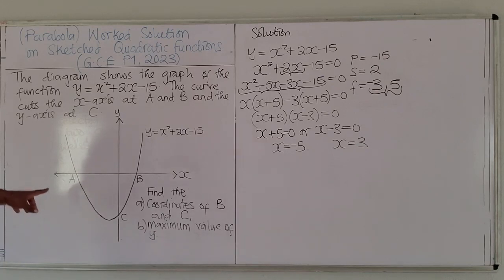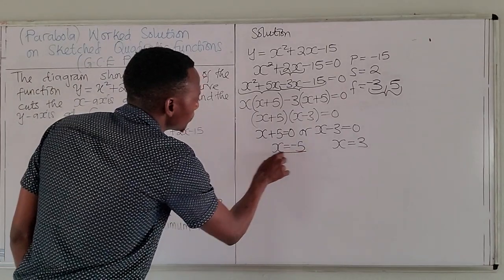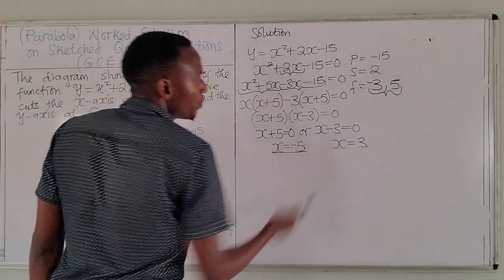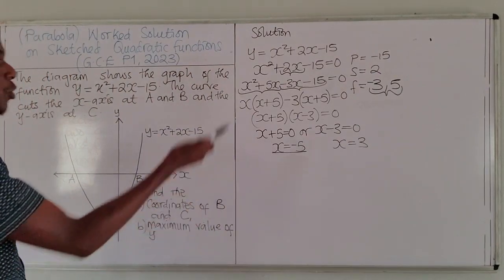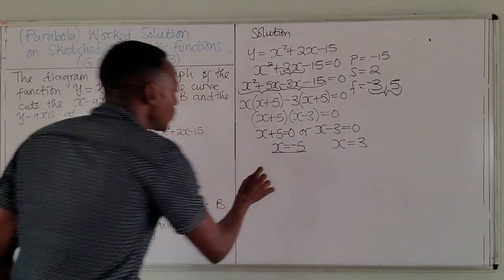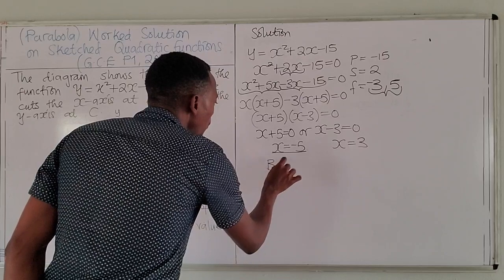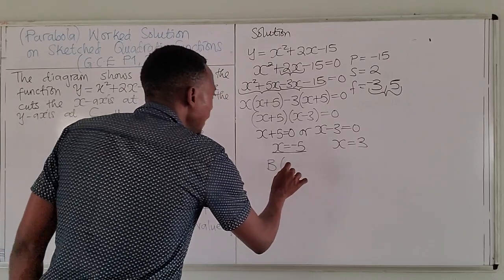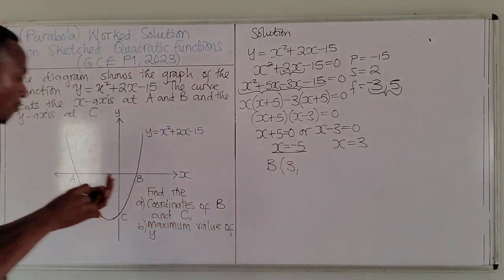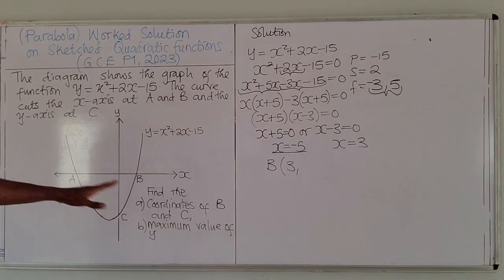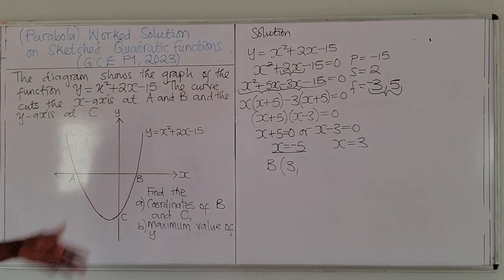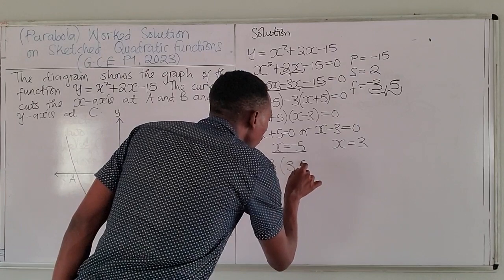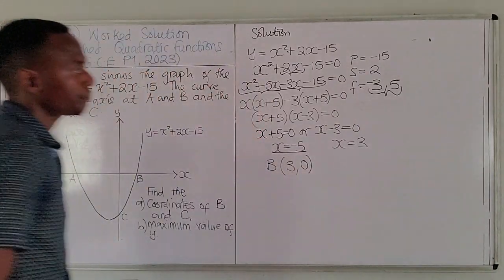Now, we have to take note that A is on the negative side and B is on the positive side. So we won't consider this, but concentrate on the positive number, which is 3. So 3 is representing B. What would be the coordinates for B? B would be 3, 0, because as we have already discussed, at any given point along the x-axis, y is 0. So we have found the coordinates for B.